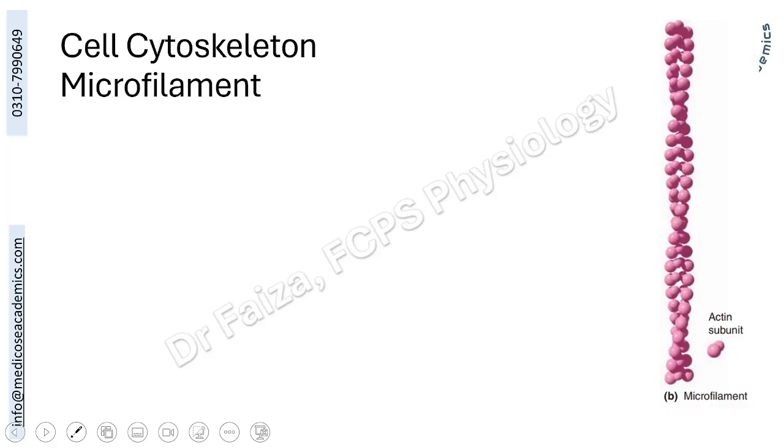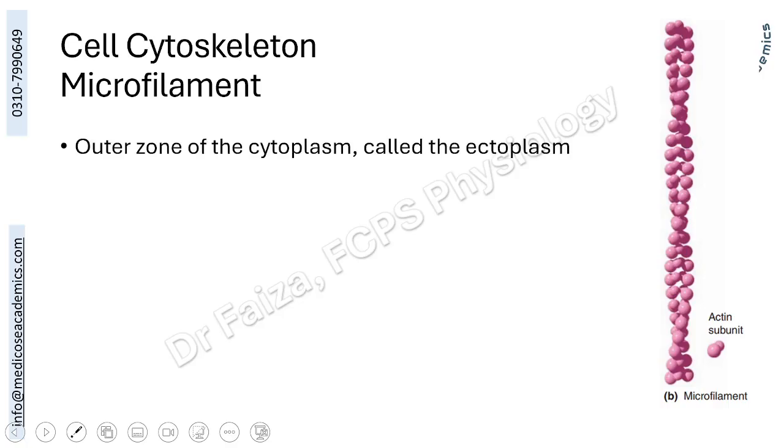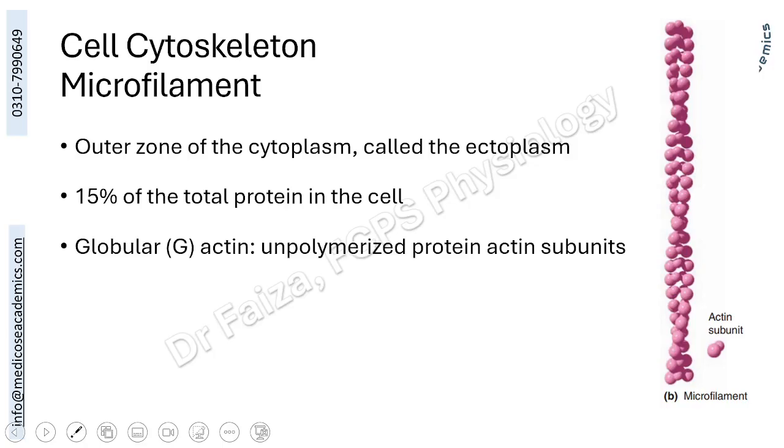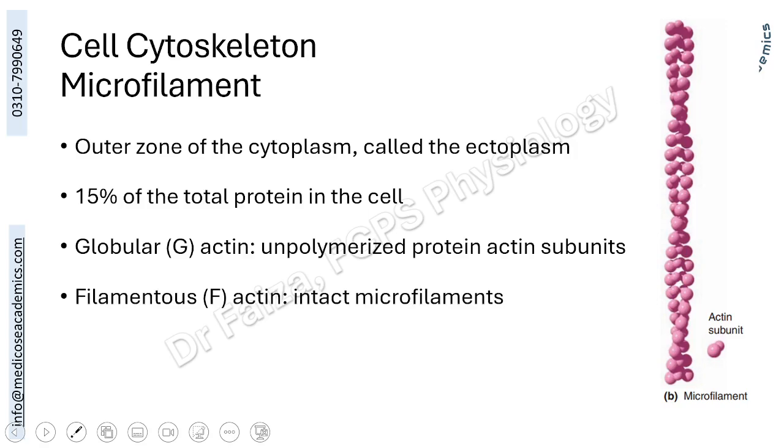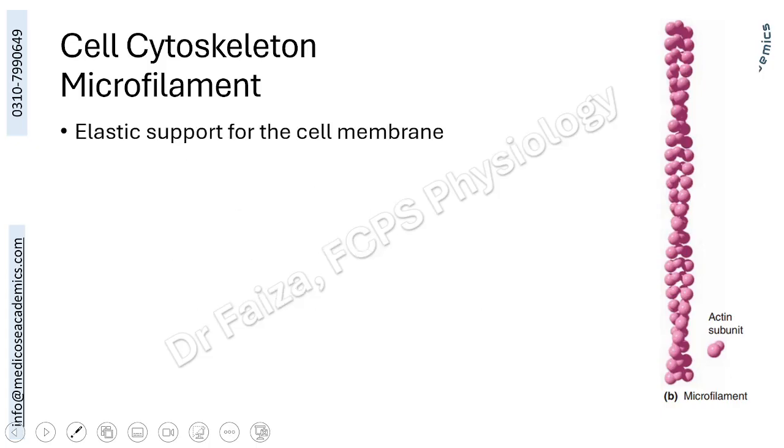We'll start the discussion with the microfilament, which is composed of actin subunit and has the smallest diameter. This is present more in the outer zone of the cytoplasm, which we also call the ectoplasm. This is 15% of the total protein in the cell, is composed of G-actin subunit, which is the unpolymerized protein subunit, and this polymerizes into F-actin, that is filamentous actin, which is an intact microfilament.